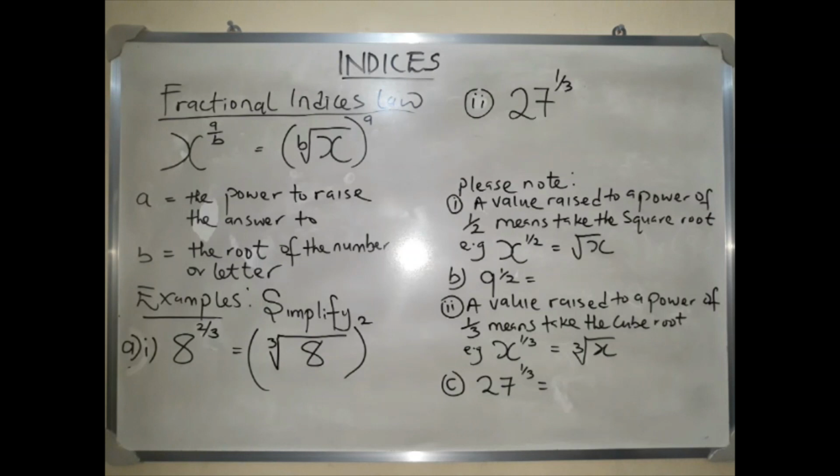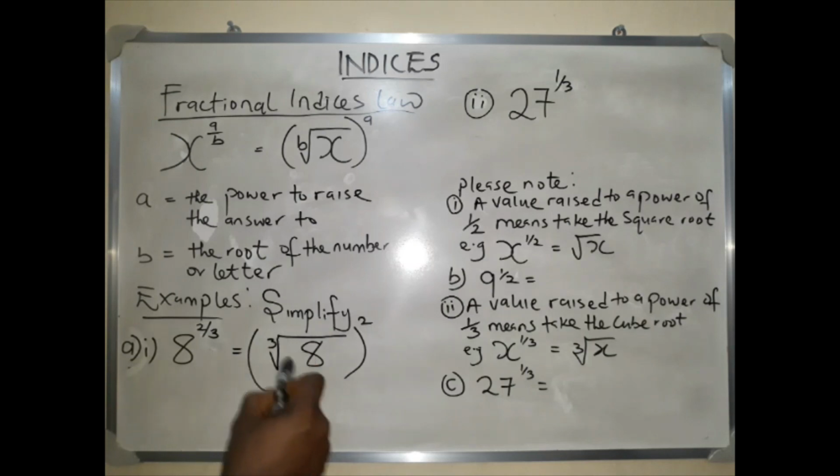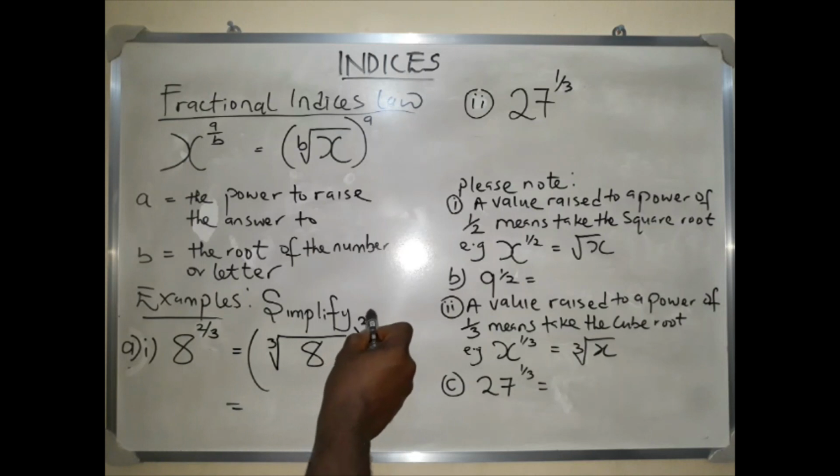So now, what are we expected to do? You can see that this is a root of 8, but it's not just any root. The 3 here makes us understand that this is the cube root of 8. The cube root of 8 simply means that we're going to look for a number that, when we multiply it 3 times, gives us 8. That's what cube root means. So we'll find the cube root of 8, and then when we get the answer, we raise it to the power of 2.